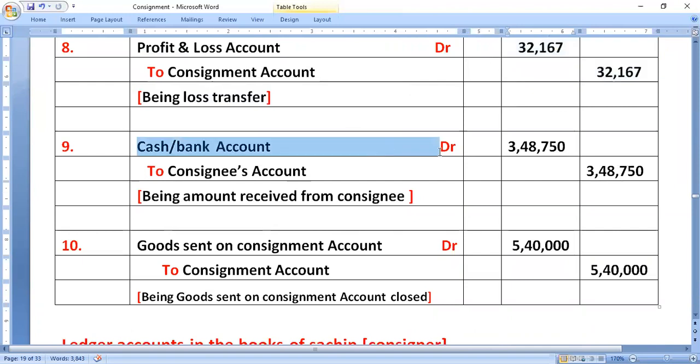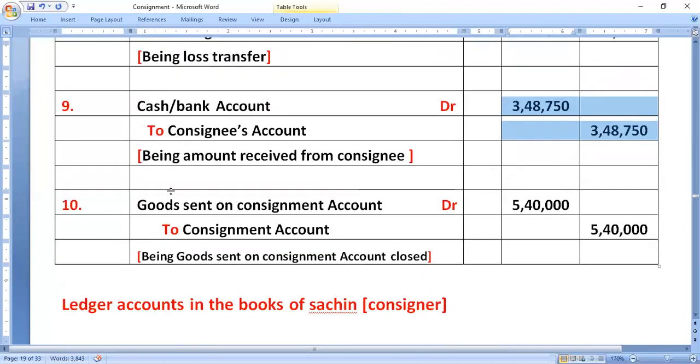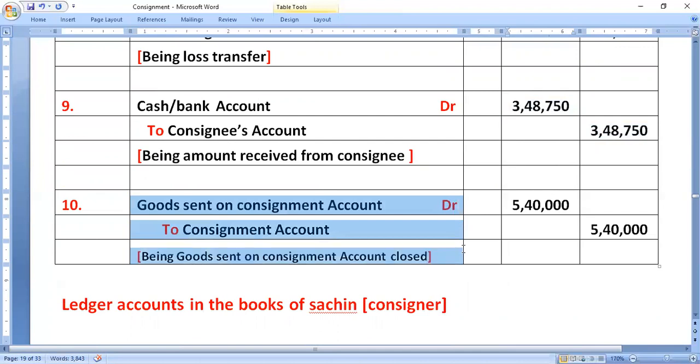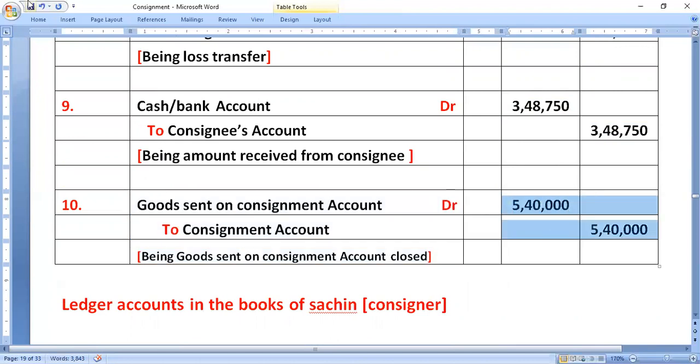Then Cash/Bank Account debit to Consignee's Account, being final balance amount received from consignee, that is 3,48,750, my dears. Of course, it is also worked out in the consignor's account. The last entry, Goods Sent on Consignment Account debit to Consignment Account, being goods sent on consignment account closed, 5,40,000. Face value of the consignment goods, my dears, 5,40,000. The entire clarification we go through in the ledger, my dears.